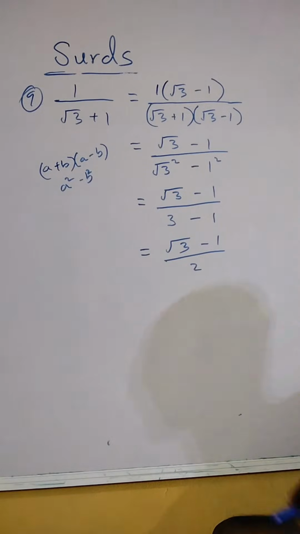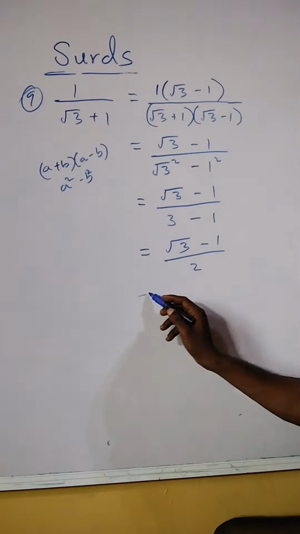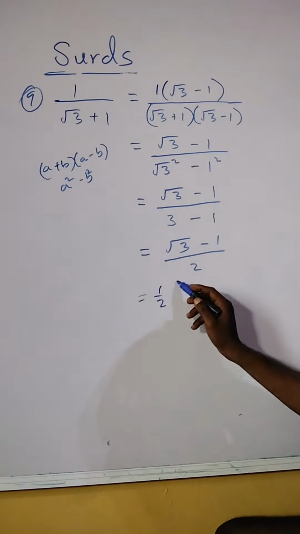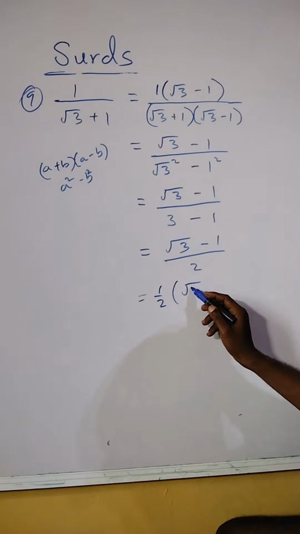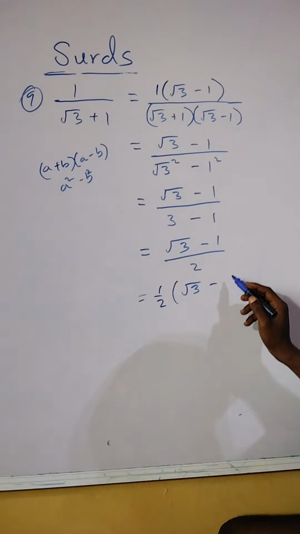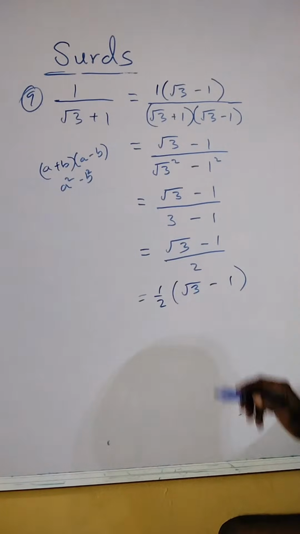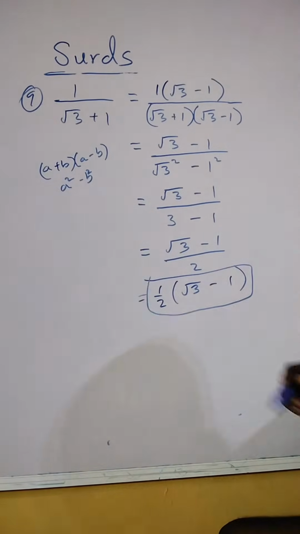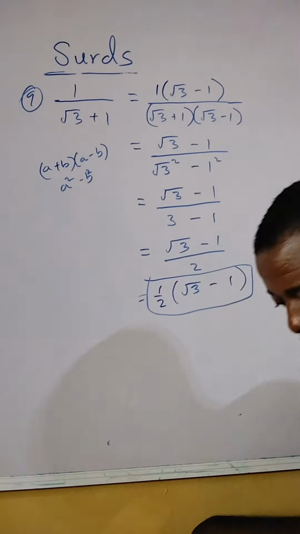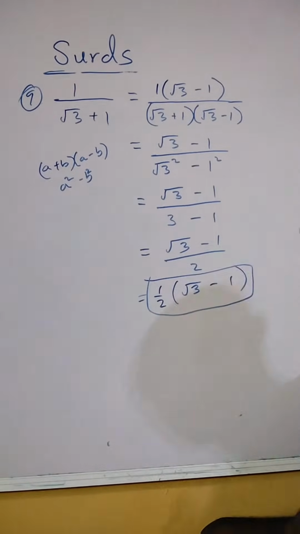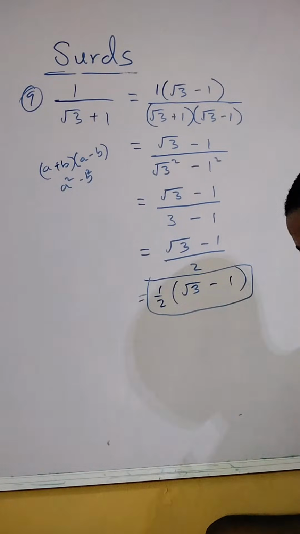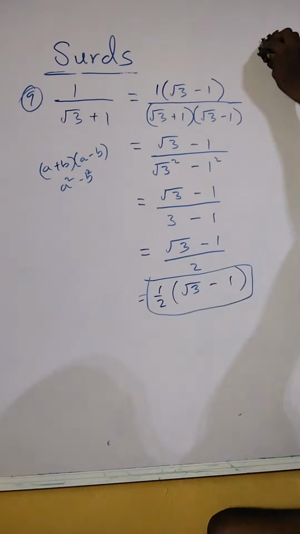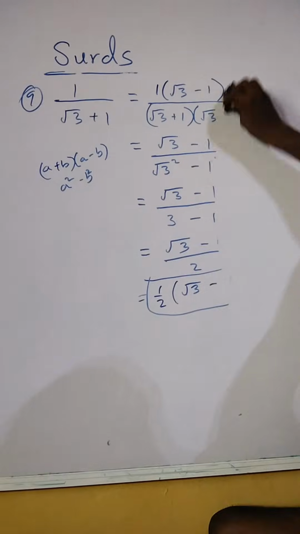So we can decide to leave our answer this way, or we can say this is 1 over 2 into the bracket root 3 minus 1. So that is that. And we have this as the simplified form of the given problem. Let's look at the next question here. It should be number 10 in this class.